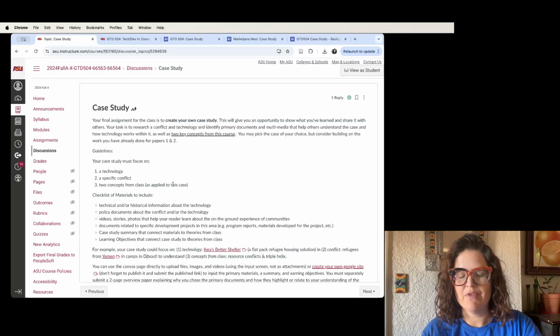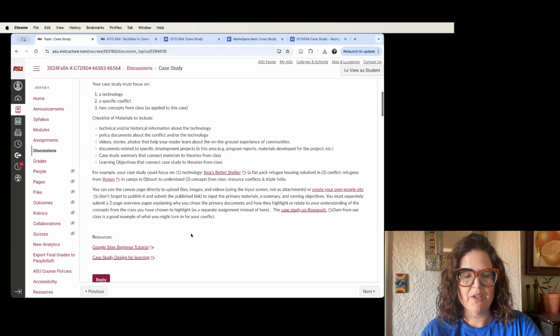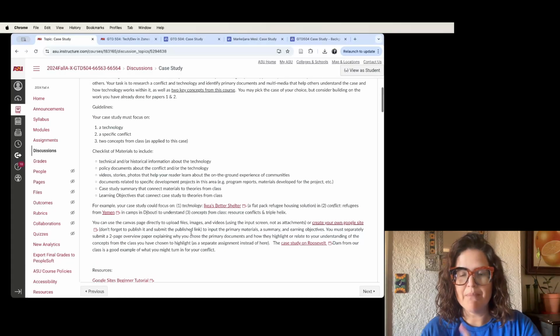Your case study has to focus on a specific conflict and a technology, and it has to have two concepts from class applied to this class. So, again, a case study should have primary materials and multimedia to help people really delve into it. So I have some examples of what it could be, and just remember this is one part of two parts. So this is really the primary materials.